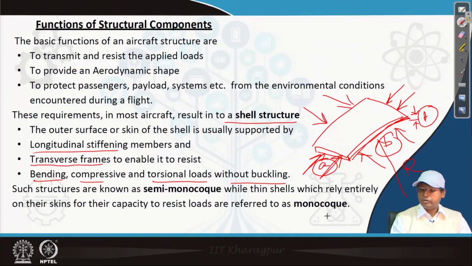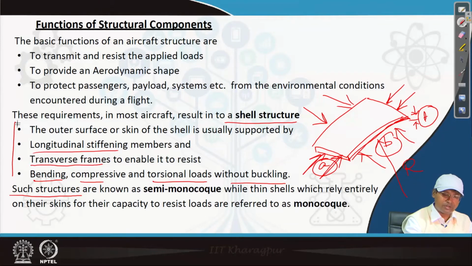So, we need to consider the buckling load of the skin, and local buckling really creates problems. That is a very governing criterion to design skin. Such structures are known as semi-monocoque. So, by such structures what do we mean? By such structures we mean the structures which consist of these longitudinal stiffening members and transverse frames; these are known as semi-monocoque structures.